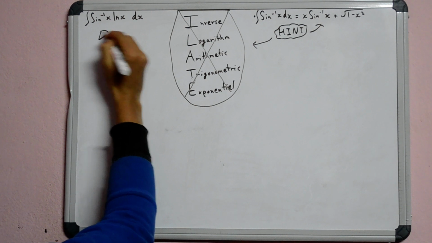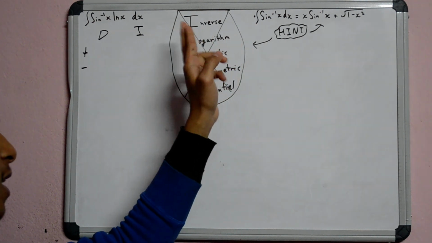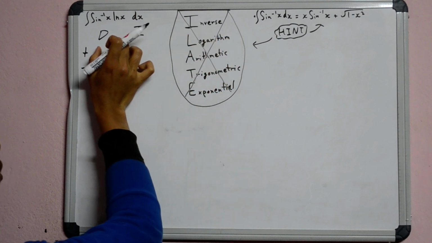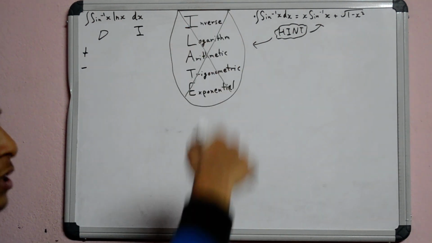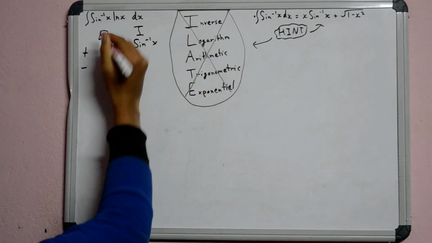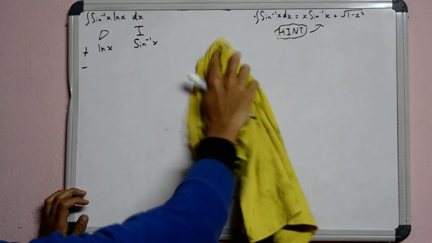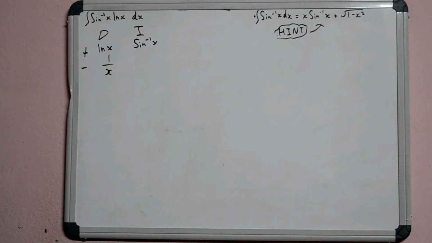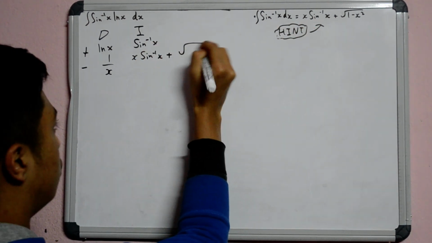But here, the DI method, plus minus. We're not going to follow ILATE because it says the inverse function should be taken for the derivative side. But what I'm going to do is the opposite. I'm going to put the inverse function on the integration side and ln x on the derivative side, because the derivative of ln x is simply 1 by x, and the integration of sine inverse x we can simply use: x sine inverse x plus root 1 minus x squared.